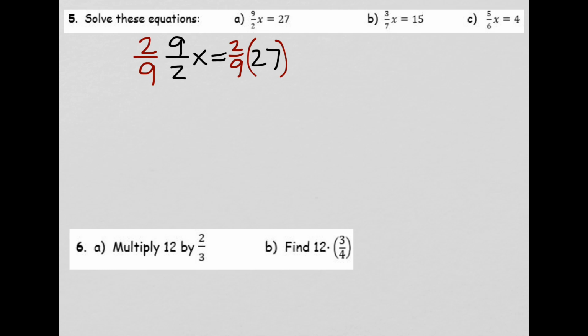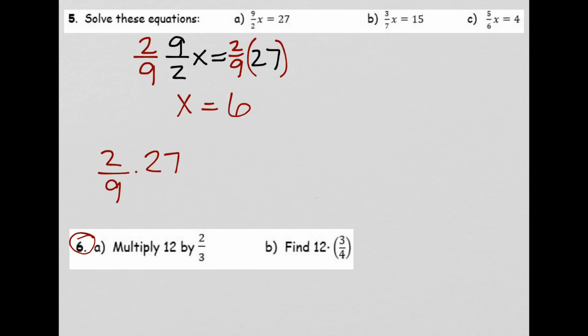Okay, so 2/9 times 9/2, reciprocals always multiply together to be 1. That's what that means. And 2/9 times 27, I'm okay if you just type that in the calculator. If you're not so great with fractions, fine, just type it in the calculator and you will come out with 6. There is a better way to figure it out without typing it in the calculator, 2/9 times 27, but guess what? I'm not going to talk about that right now. I'm going to wait until we do number 6.